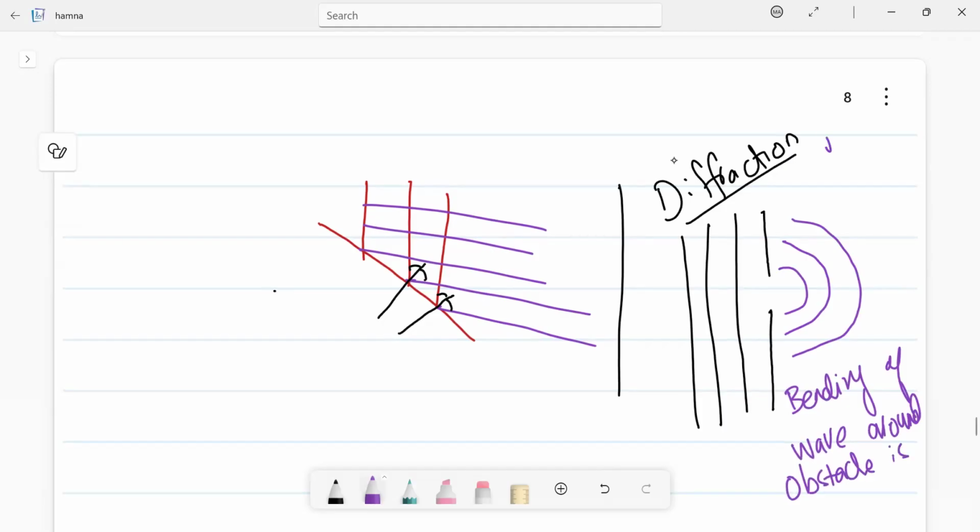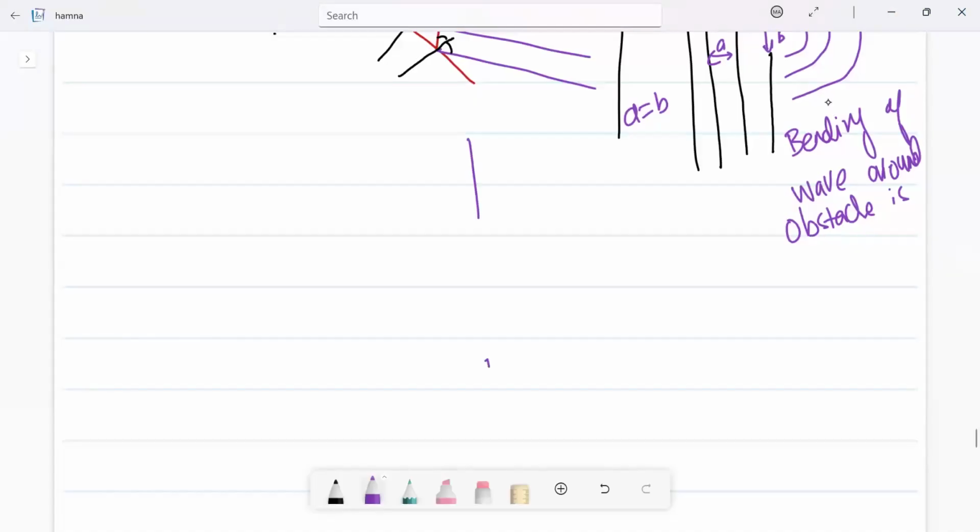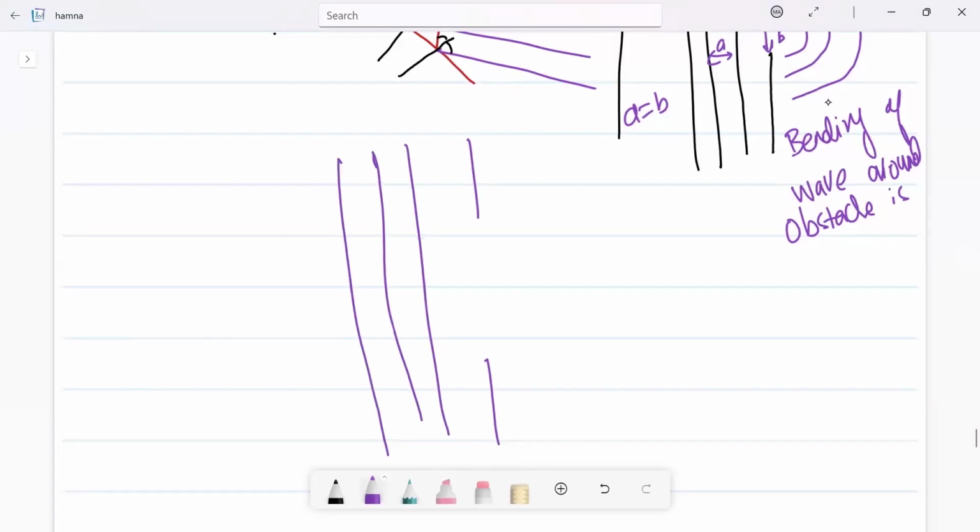The diffraction is maximum when this opening and this distance is equal to each other. If the opening is way too big as compared to the wavelength, we would say only the edges would be bent, rest of the wavefront would exactly be straight.